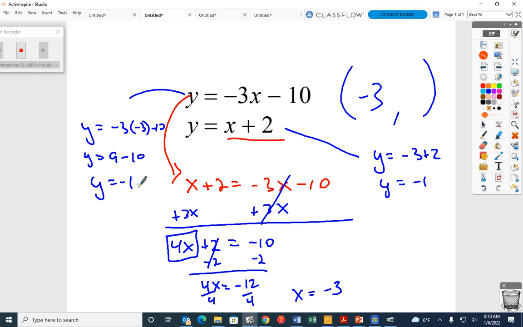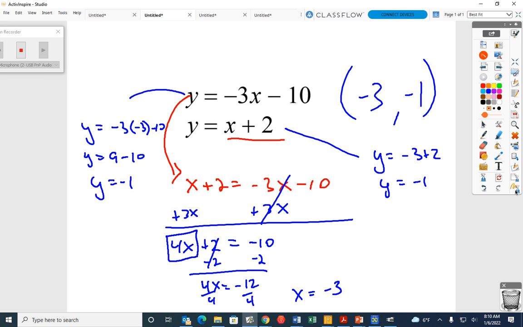I would plug it into the one that's easier. This one's easier. And what did I get? Negative 1. Okay? Does that kind of make sense what we did? Really, all we're doing is taking one equation and replacing the y in the other equation. Okay? Are we good on that?